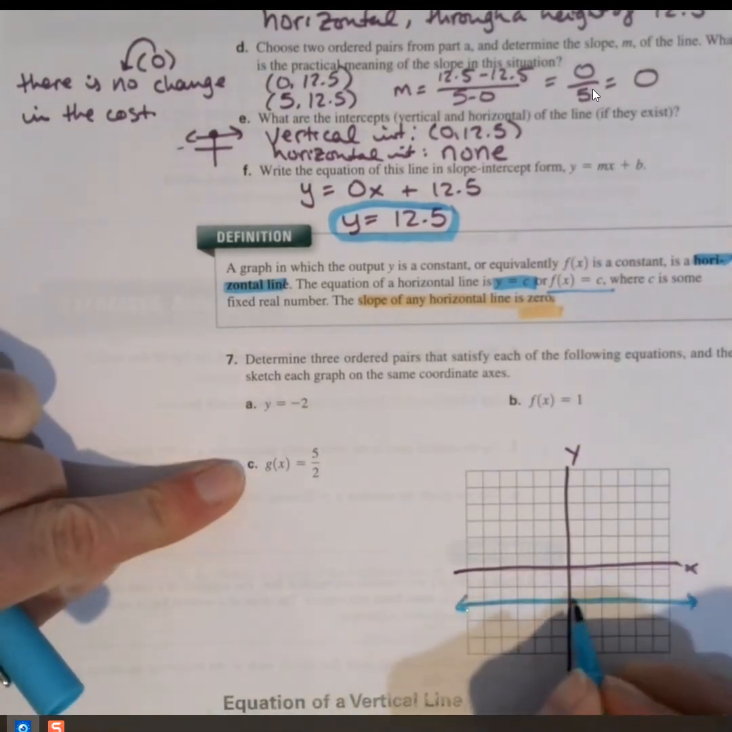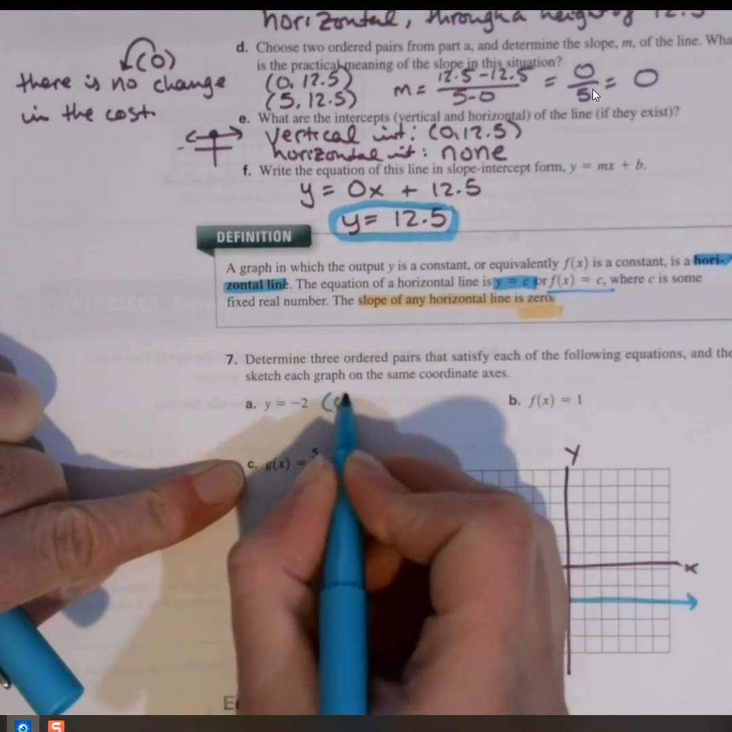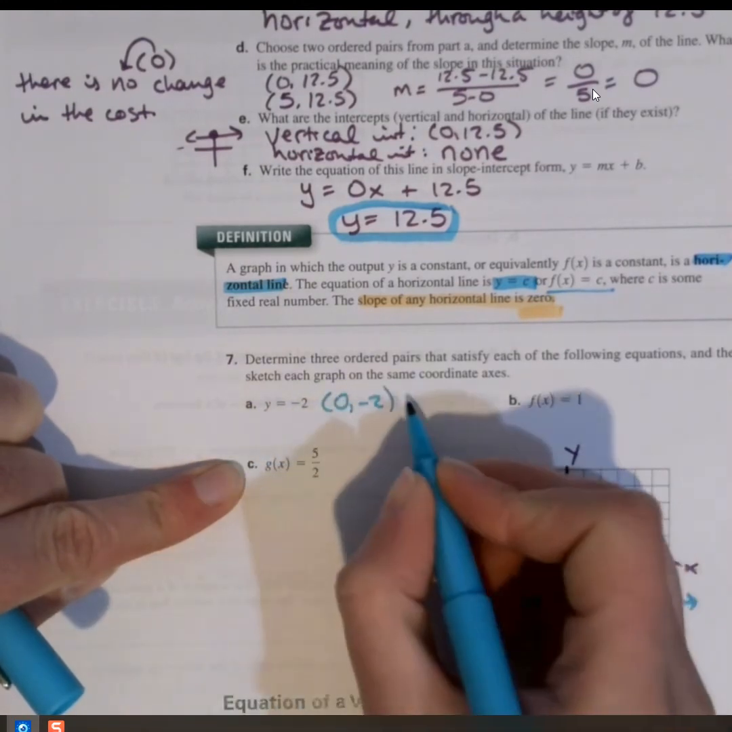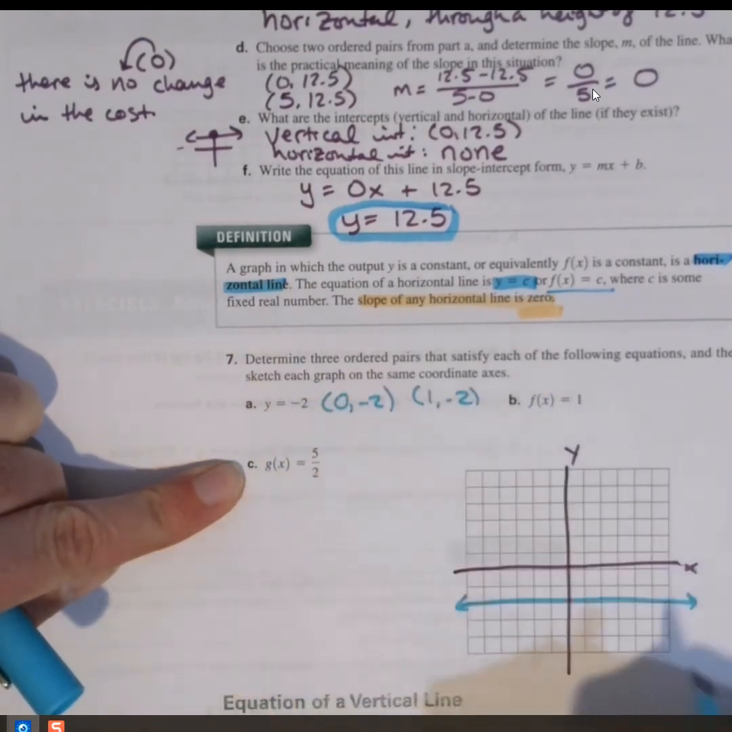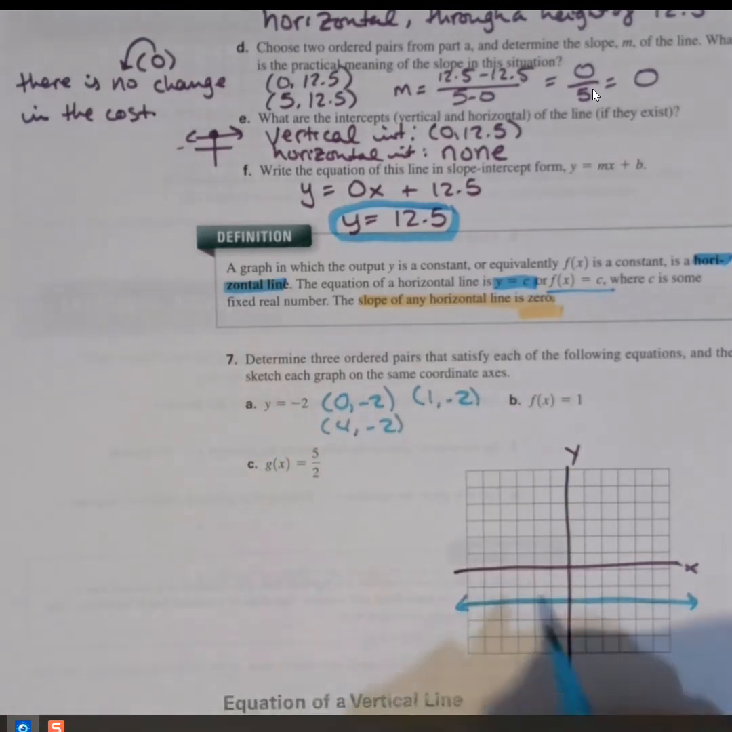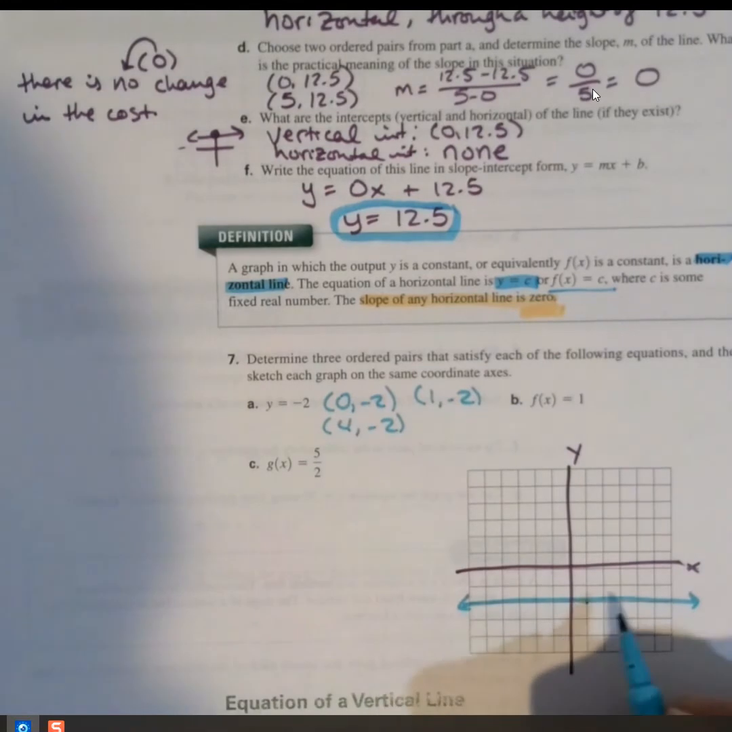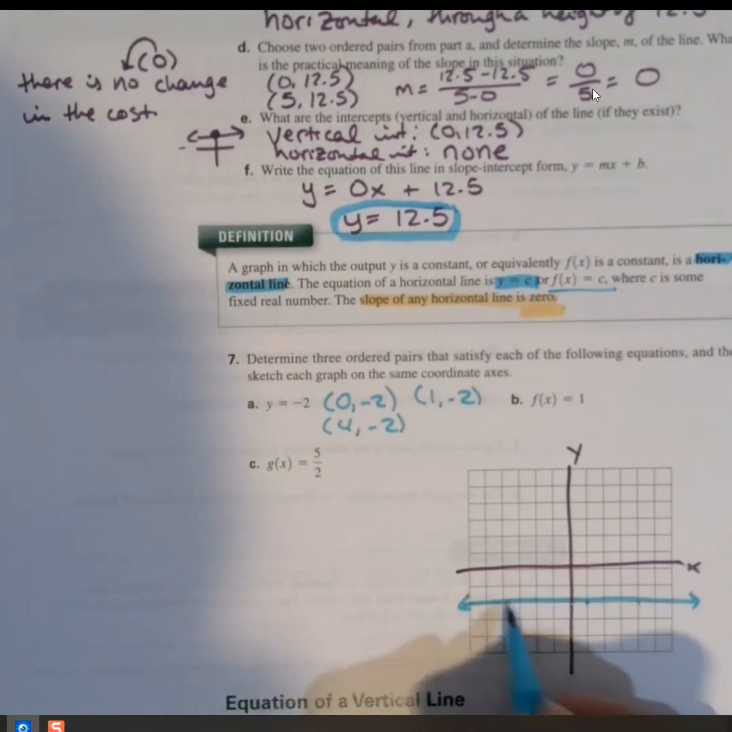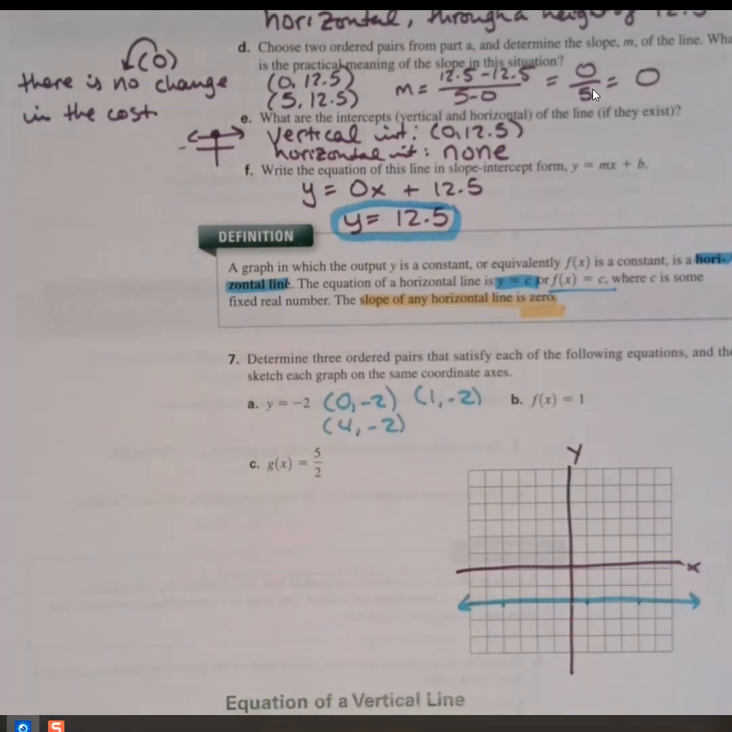And so it's got lots of points. It's got (0, -2). It's got (1, -2). It's got (4, -2). It doesn't matter what I pick for x, right? I'm just picking random stuff for x because it's got all of these points. It's got (-4, -2). It's got all of these points that have -2 as their output coordinate.